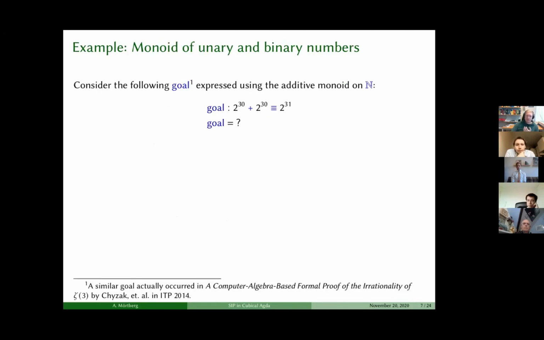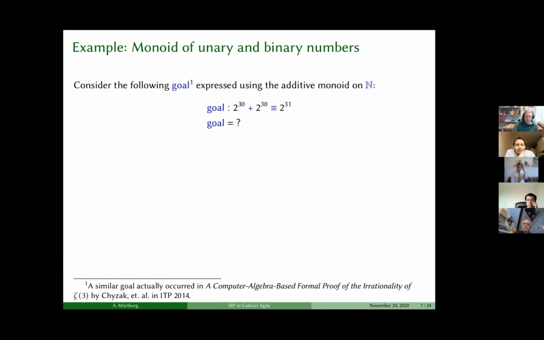Okay, so let's make this even more precise. Let's say you want to prove a goal in Agda that looks like this: 2 to the power of 30 plus 2 to the power of 30 equals 2 to the power of 31, right? That's definitely true, and you want to have Agda prove this for you.